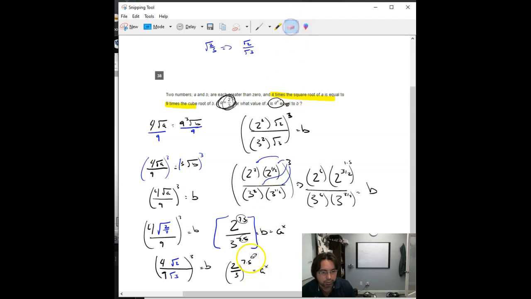Actually, let me write these in different colors so that you can see that a little bit more clearly. This is to the 7/2. This is to the x here. So x and 7/2 are the same value. And again, all of this is equivalent to b. So the answer, which is asking for the value of x here, right? The value of x here is 7.5.